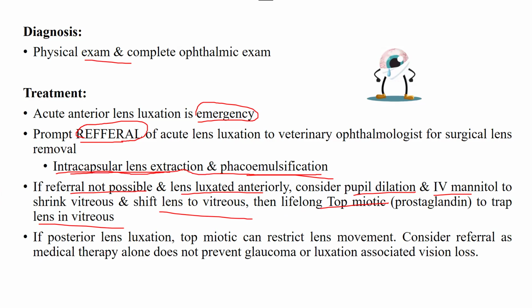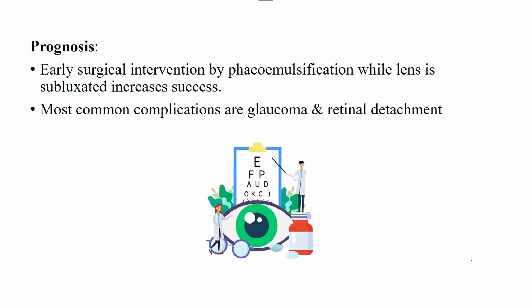If it is posterior lens luxation, topical miotic can restrict the lens movement. Consider referral, because even if you are doing the medical therapy, that medical therapy alone is not going to prevent glaucoma or luxation-associated vision loss. I have already discussed that glaucoma is going to accompany this disease, which will later lead to vision loss. So if you want to stop that vision loss, try to do the referral, so that the eye can be saved from vision loss.